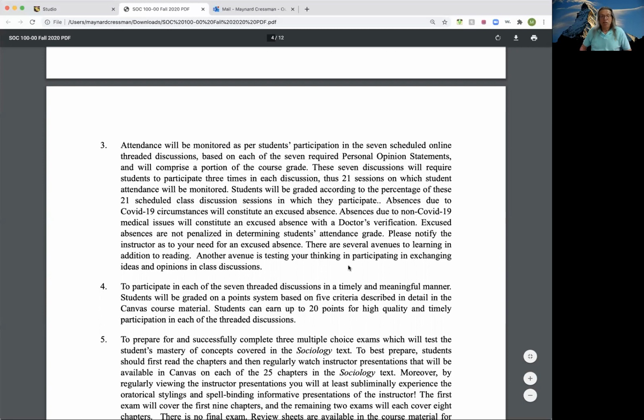Absences due to COVID-19 circumstances will constitute an excused absence. Absences due to non-COVID-19 medical issues will constitute an excused absence, but with the doctor's verification necessary. Excused absences are not penalized in determining students' attendance grade. Please notify the instructor. Now, here's another test for you. When it says instructor, to whom do you think that refers? Would that be you, Maynard? That's correct. And if it says students, that refers to you. Perhaps I should have pointed this out before we got into this section. Instructor, students. Instructor, students. Good.